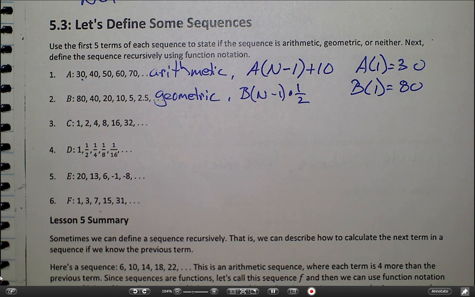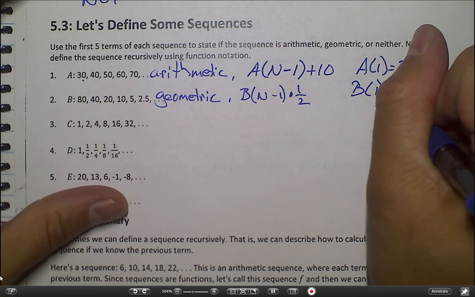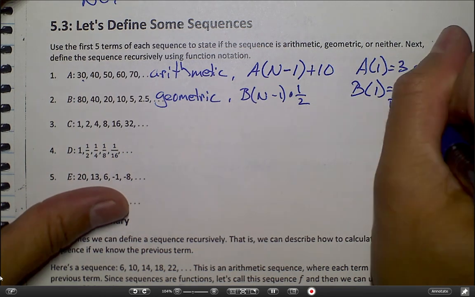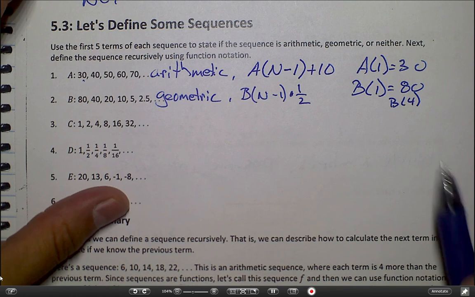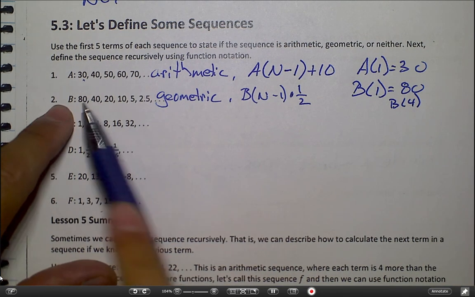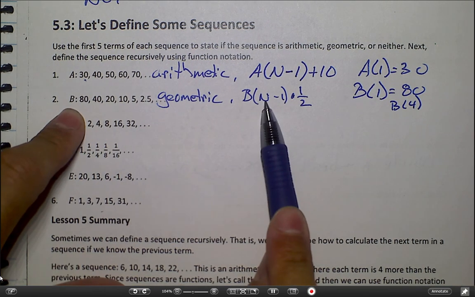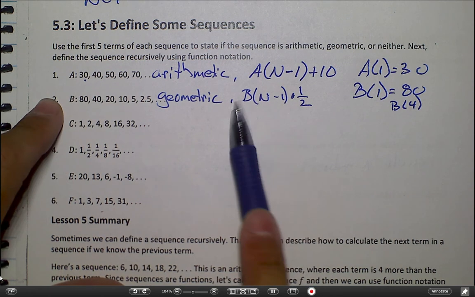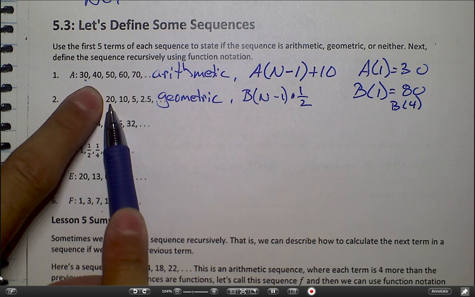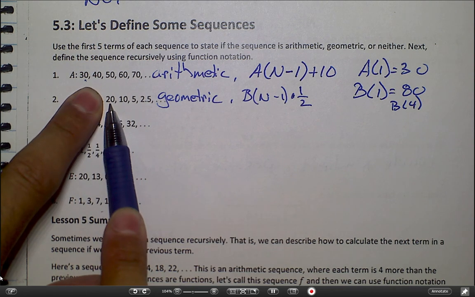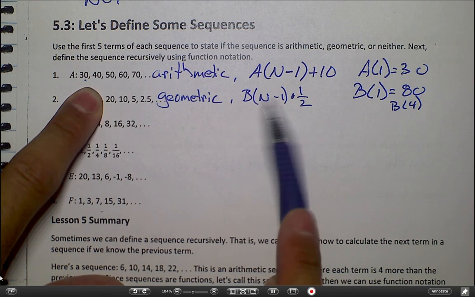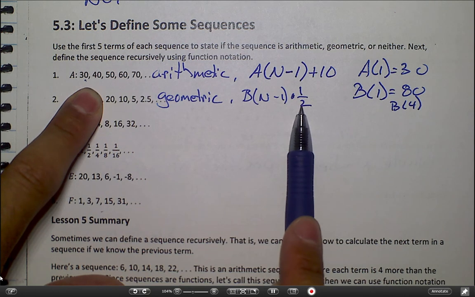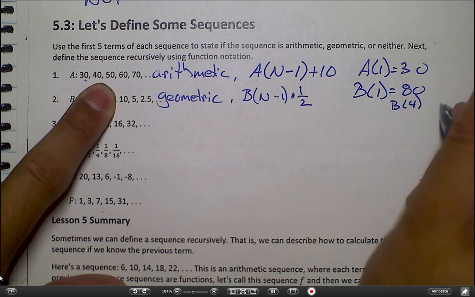All right, so we're going to do this again. I'm going to show you mathematically how this is working out. So let's try and figure out the fourth term. If it was b of 4, I would plug in a 4 here, right? 4 minus 1 is 3. So that means b of 3, 1, 2, 3. That's b of 3, right? So now it's going to be 20 times a half. What is half of 20? So my next term has to be 10.